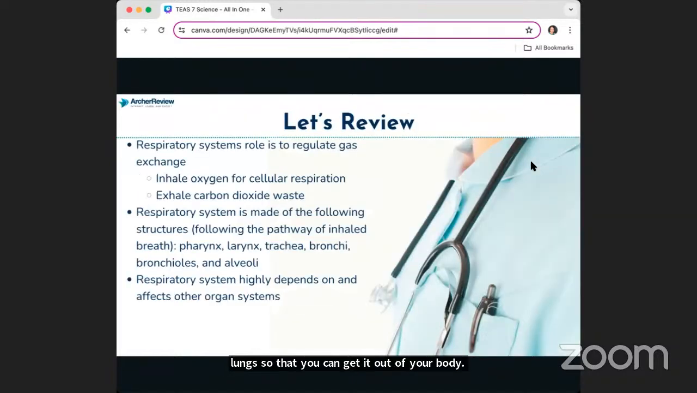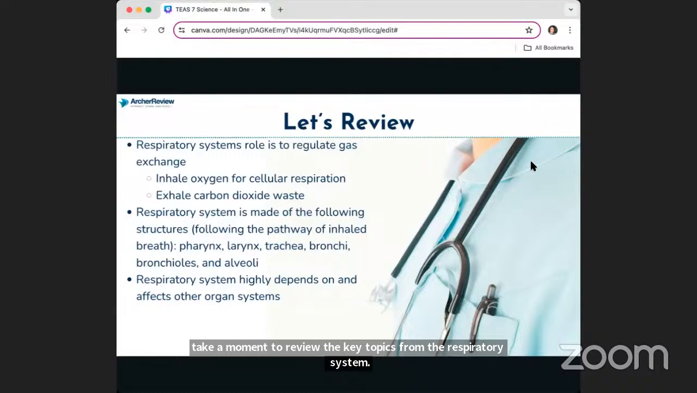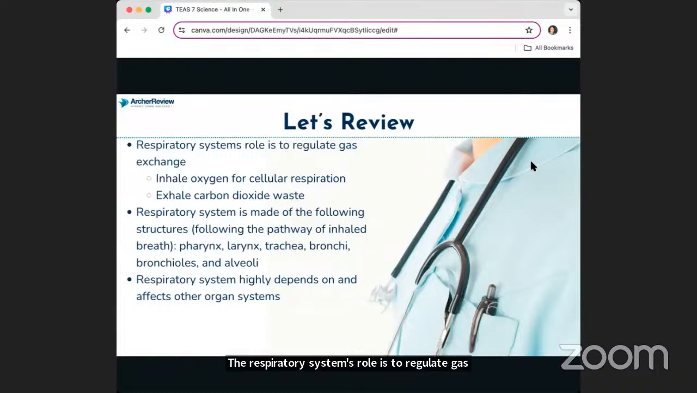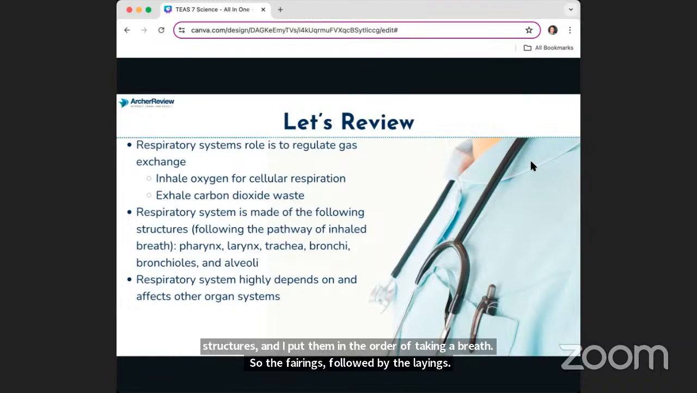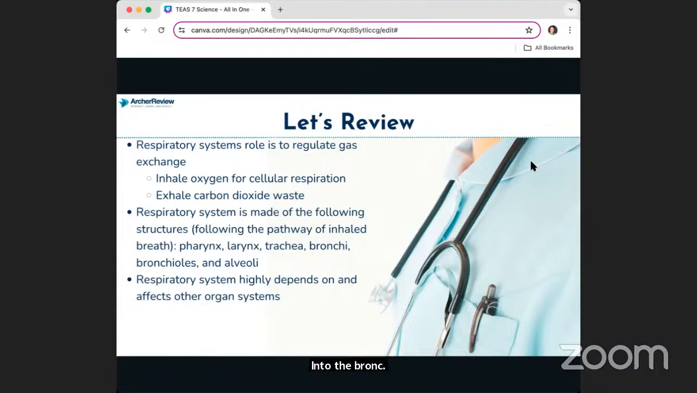Let's take a moment to review the key topics from the respiratory system. The respiratory system's role is to regulate gas exchange. You inhale oxygen for cell respiration, and that's just a cellular process for making energy. And you exhale carbon dioxide as a waste. The respiratory system is made up of the following structures, and I put them in the order of taking a breath. So the pharynx, followed by the larynx, then the trachea, into the bronchi, the bronchioles, and finally the alveoli. And the respiratory system highly depends on and affects other organ systems. So that wraps up the respiratory system.